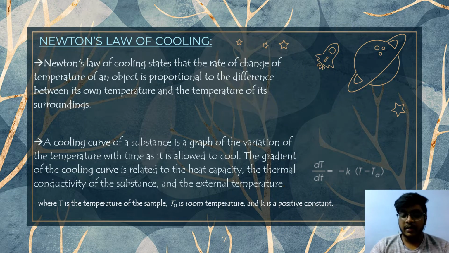Newton's law of cooling states that the rate of change of temperature of an object is directly proportional to the difference between the temperature of its surroundings and its own temperature. A cooling curve is a graph of variation of temperature with time, plotted as the substance is allowed to cool. The gradient of the cooling curve is related to the heat capacity, thermal conductivity of the substance, and external temperature. It is related as dT/dt equals minus k into (T minus T naught), where T is the temperature of the sample, T naught is the room temperature, and k is a positive constant.